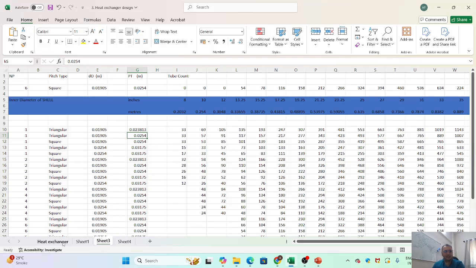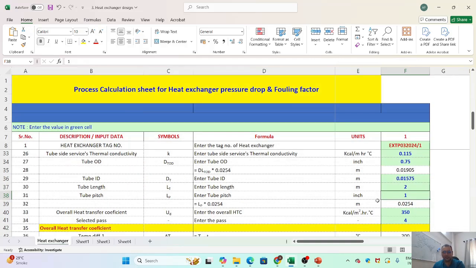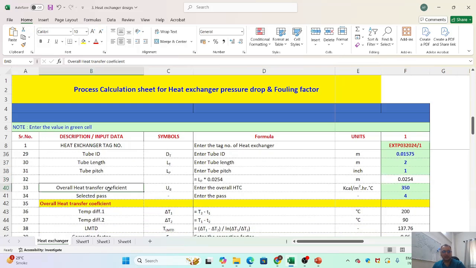So general standard value is 0.0254. That is also 1 inch. So when you enter 1 inch as a tube pitch, it will convert it into the meter. So 0.0254. Now overall heat transfer coefficient.